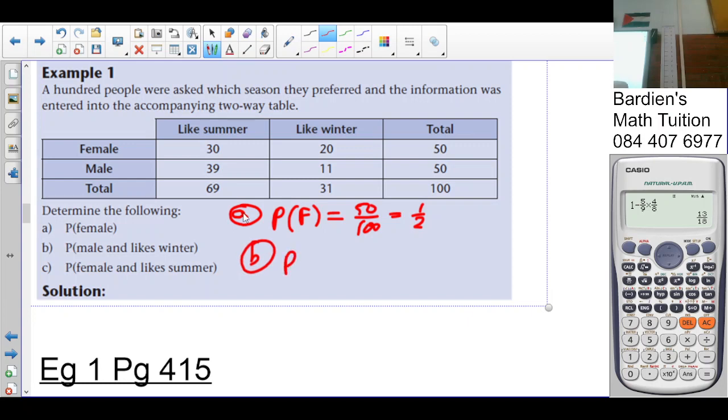B. The probability of male and is your intersection. So it must be of both categories. Male and likes winter. Male and likes winter is how much? 11. Yes. 11 over 100.